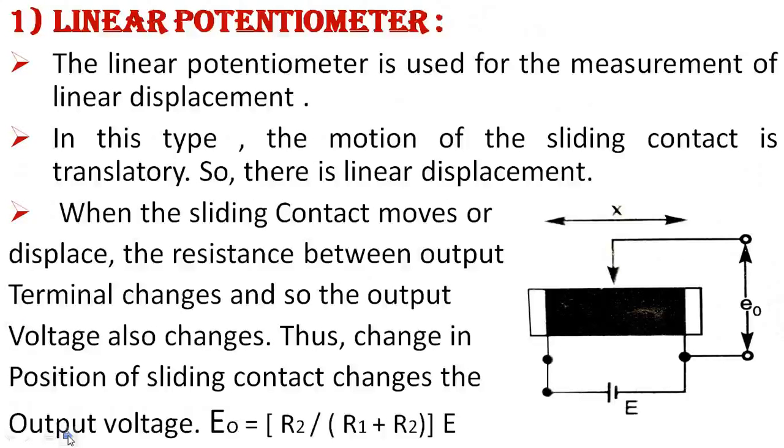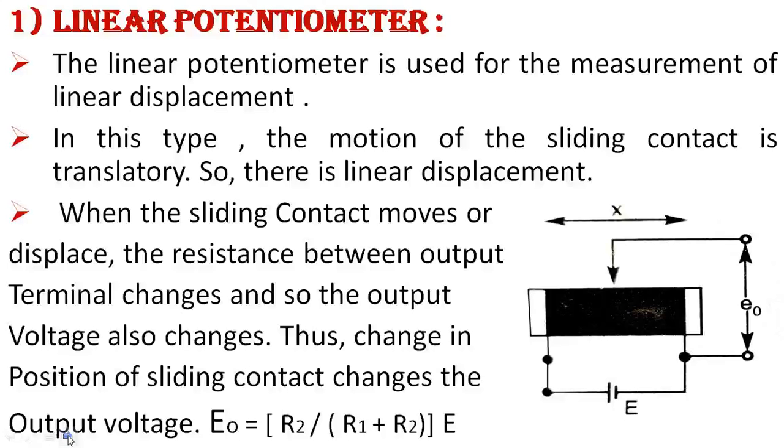Now, starting with the linear potentiometer, used for the measurement of linear displacement. The linear potentiometer is used to measure the linear displacement of the transducer. In this type, the motion of the sliding contact is translated, so there is linear displacement. What is meant by translation? Motion in a single direction, linear motion, is known as translation.